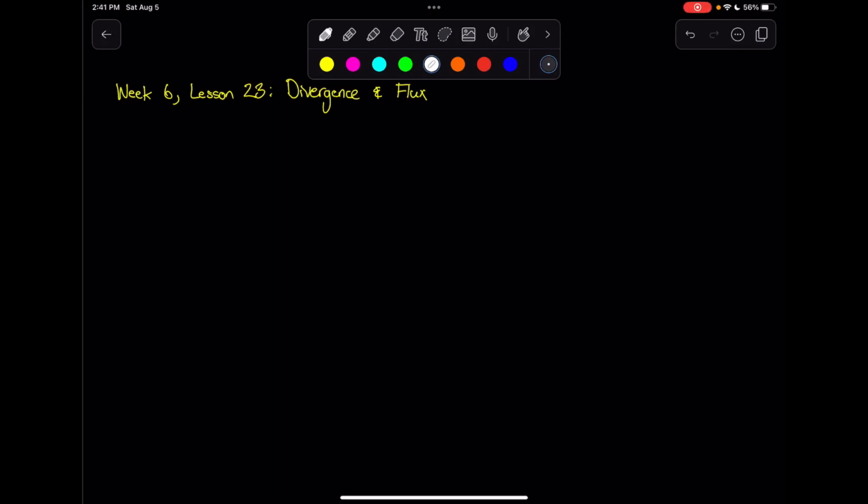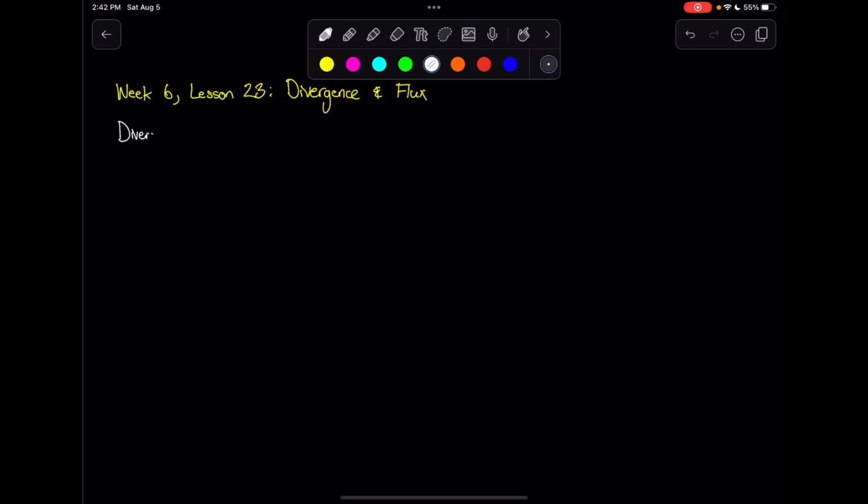So in the last video, we brought up this topic of curl, which is another tool that we have to analyze the properties of a vector field. We can talk about vector fields being conservative or not. Now we can talk about whether or not a vector field is going to be swirling in a particular direction. And one of the last tools that we need to build up to the final topics in this class is the divergence. It's the divergence of a vector field at a particular point.